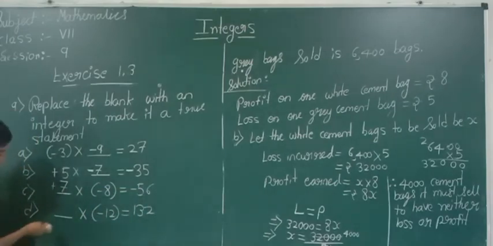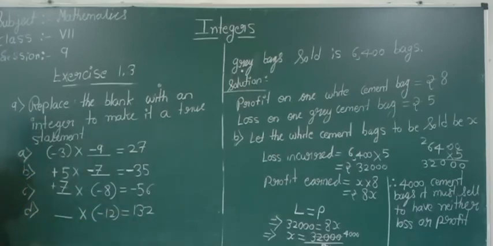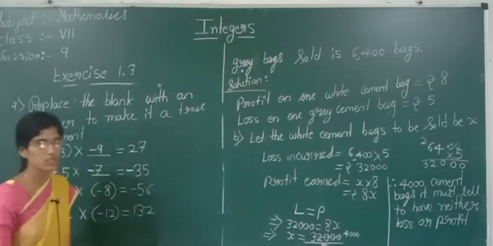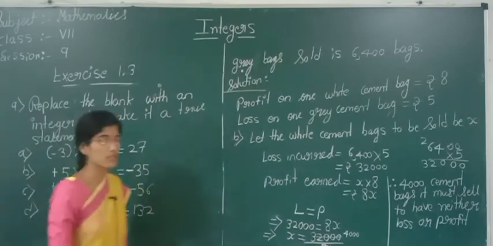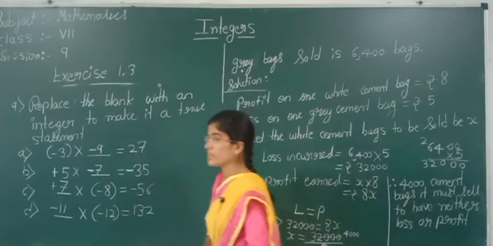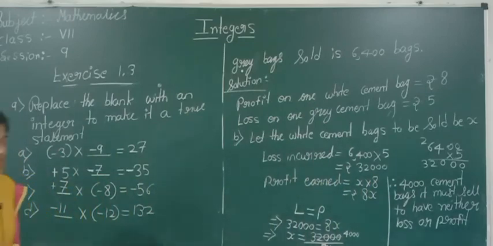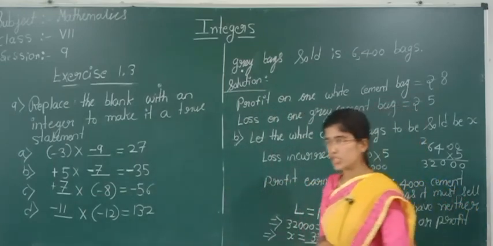Now, dear ones, dash into minus 12 is equal to 132. See here, minus 11 into minus 12: 11 12s are 132. When two negative integers are multiplied, we get a positive integer. So in this way we can solve this. In multiplication of integers, we have learned that when a positive integer and a negative integer are multiplied, we get a negative integer, and when two negative integers are multiplied, we get a positive integer.